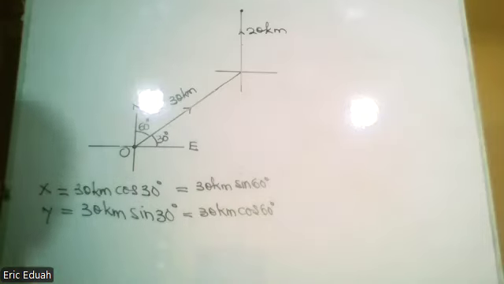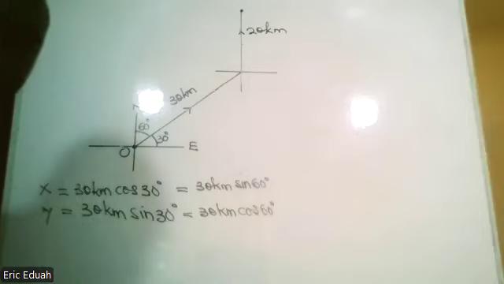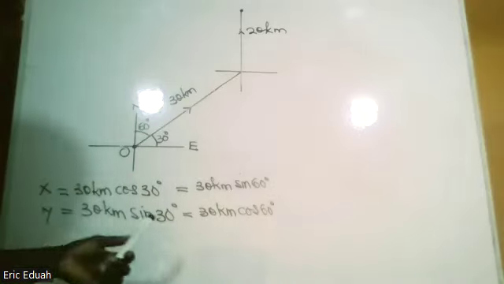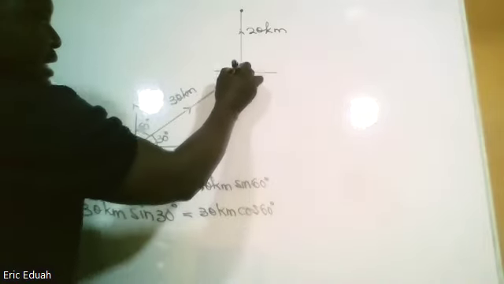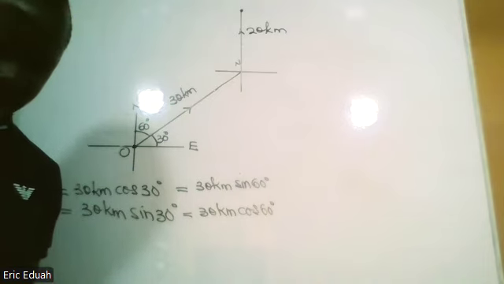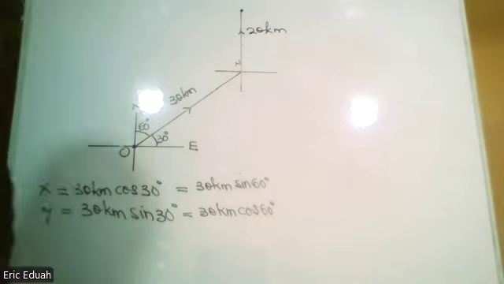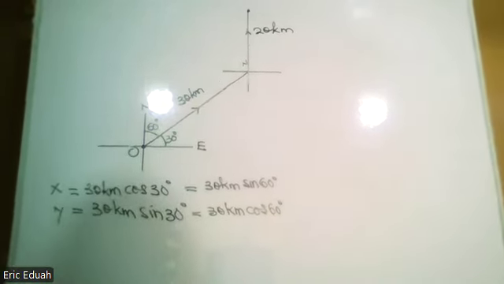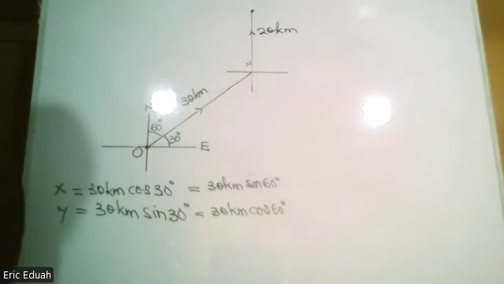Then resolve the other displacement, 20 kilometers, into components. What angle does it make with the y-axis or the north? What angle does the 20 kilometers make with the north? Anybody to quickly share that with us? What angle does a vector make with the y-axis? 90? Come again. 90 degrees? No, it is zero. 20 kilometers is just along the north axis or the y-axis. So it makes an angle of zero with the y, but it makes an angle of 90 with the x.